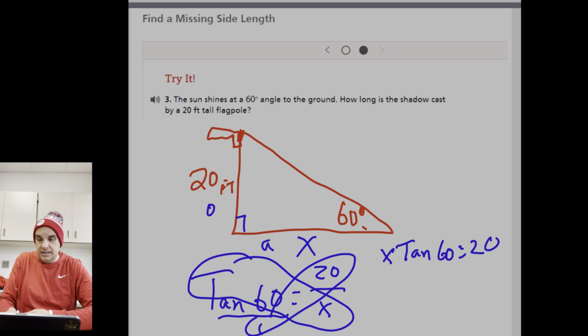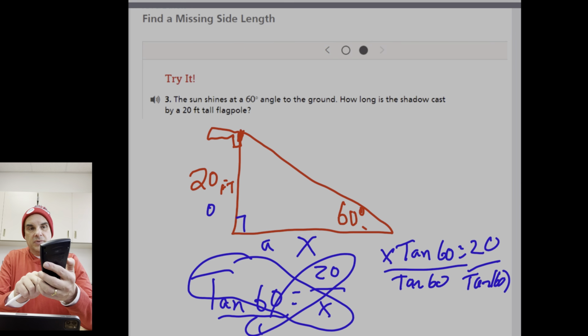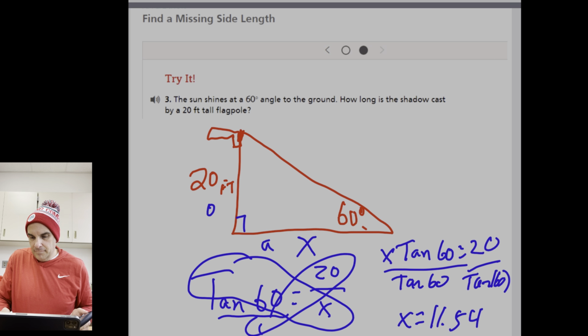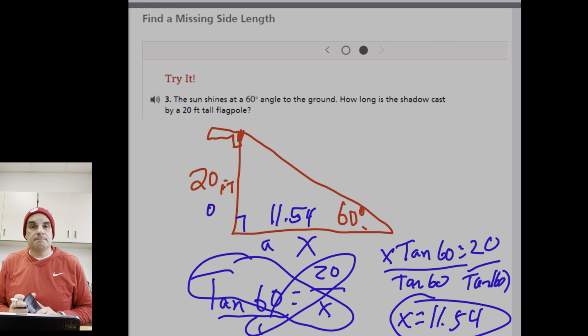We have to solve for x, so we have to divide by the tangent of 60. So we get out the trusty desk calculator, hit 20 divided by tangent 60 equals 11.54. So the length of our shadow is 11.54 feet.